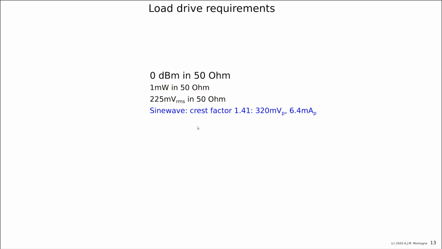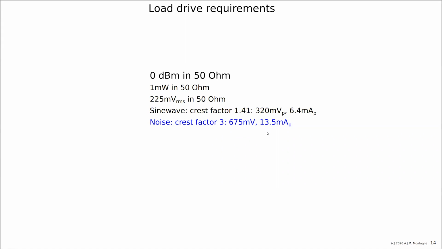So for a sine wave, we call this the crest factor of 1.41. And if you do that, most of you took this like 320 millivolts peak, and then you need to drive 6.4 milliamp as well with this 50 ohm. But if the signal has a Gaussian distribution like noise, then we have a crest factor of 3, and then we have to drive 675 millivolt, and that is 13.5 milliamps peak.